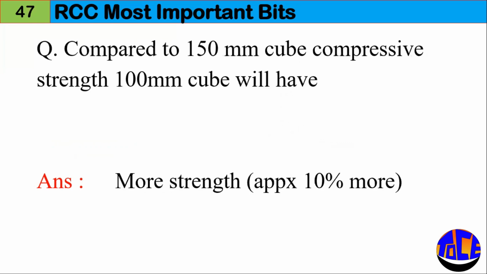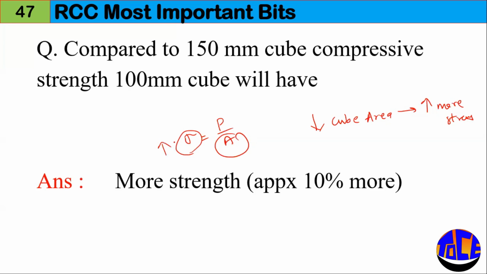Question number 47. Compared to the 150 mm cube compressive strength, a 100 mm cube will have more strength. Remember, the lesser the cube area, the more will be the strength. Because you know the stress is equal to P by A. So if A reduces, this sigma or strength will increase.